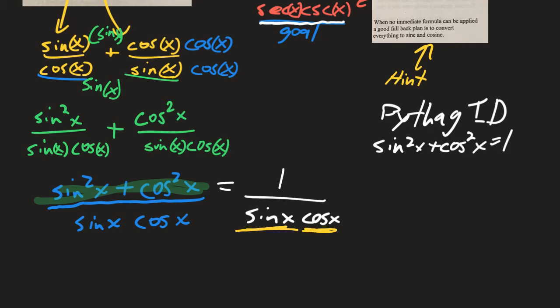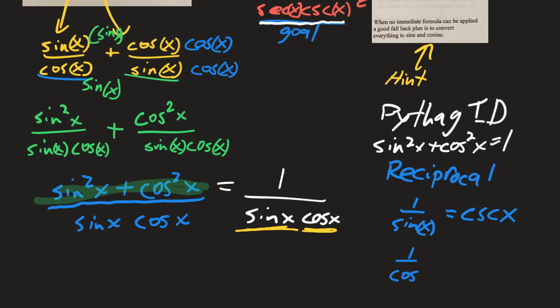Or how about with cosine? There are actually perfect identities for this using the reciprocals. Okay, so the reciprocal for sine, 1 over sine x, is going to be cosecant x, and 1 over cosine x is going to be secant x. Okay, so you can find both of those on your formula chart.